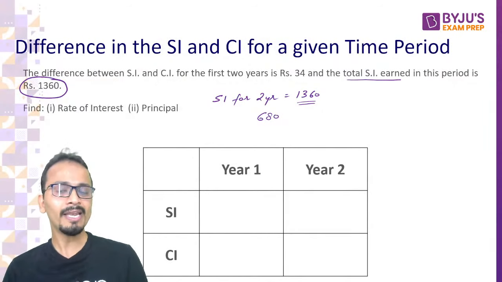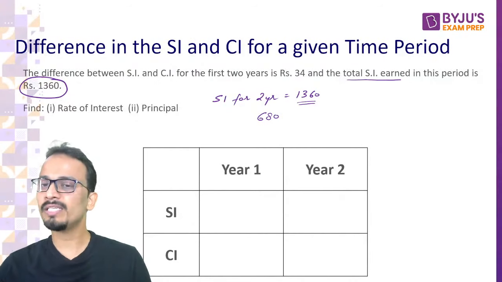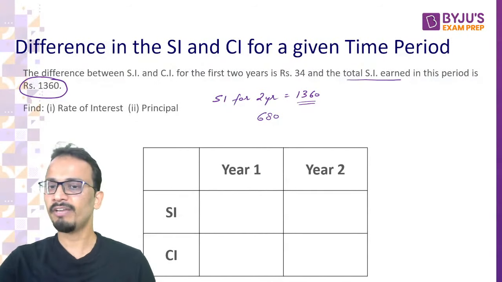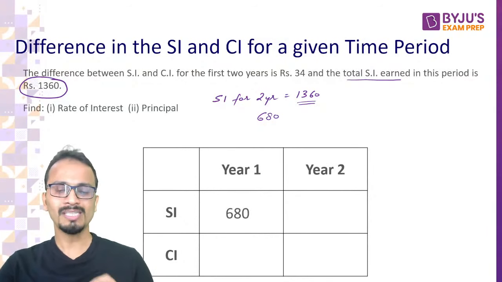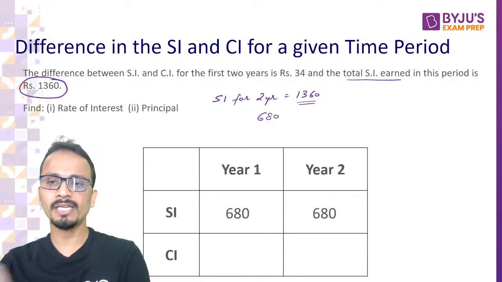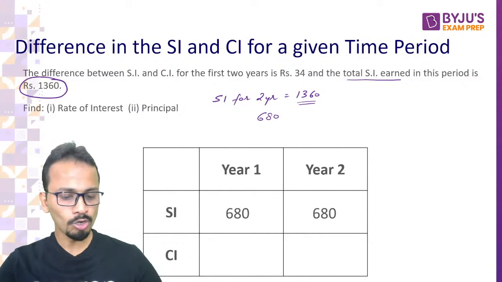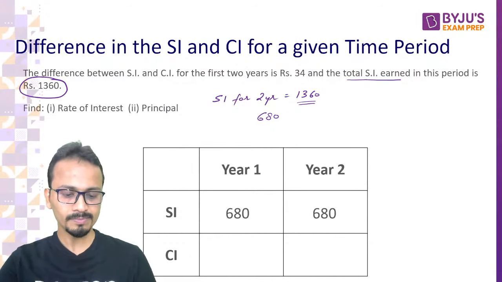So 680 will be the interest for the first year as well as the interest for the second year if I talk about simple interest. So simple interest for the first year is 680 and simple interest for the second year is also 680. I hope all of you understand this, right?